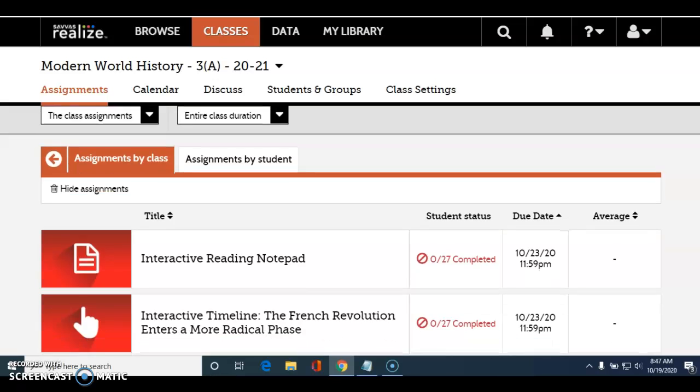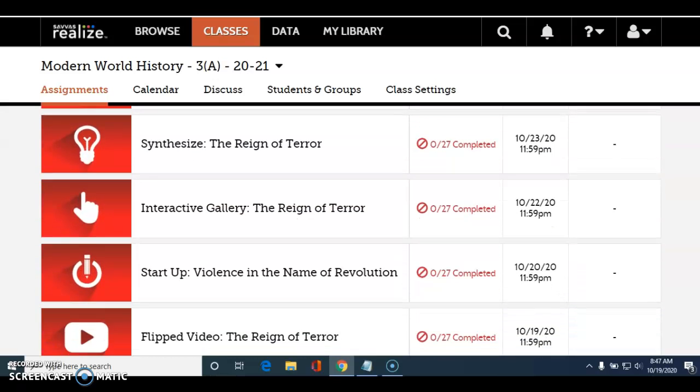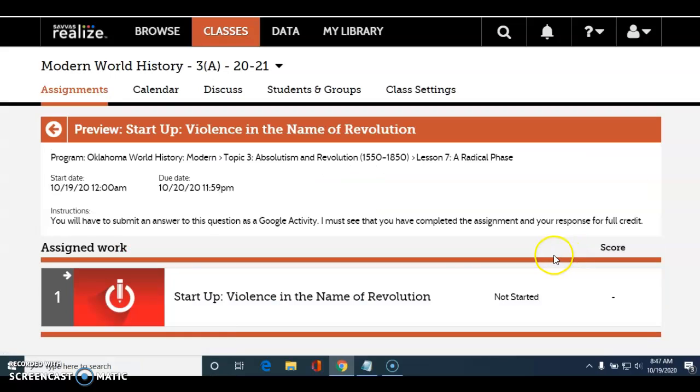And what I want you to then do after you watch the flip video and you read the start, I want you to go to the startup. And this is when you have violence in the name of revolution. So when is violence, when it occurs, what are the reasons why it occurs? There's an activity that you will have to do. This will be due on Tuesday. So I'll be posting this in Google Classroom today. You can do it today, but it's due on Tuesday.